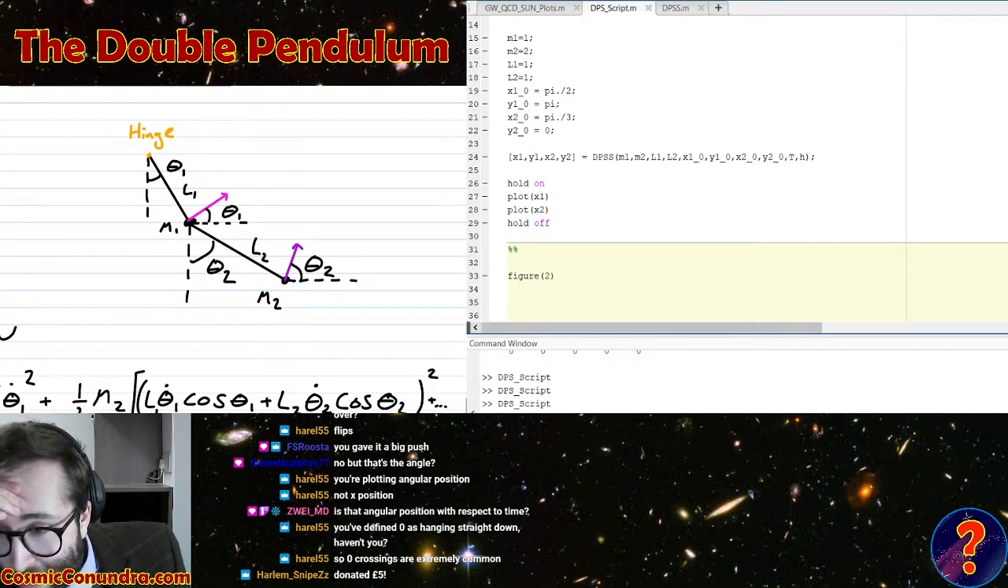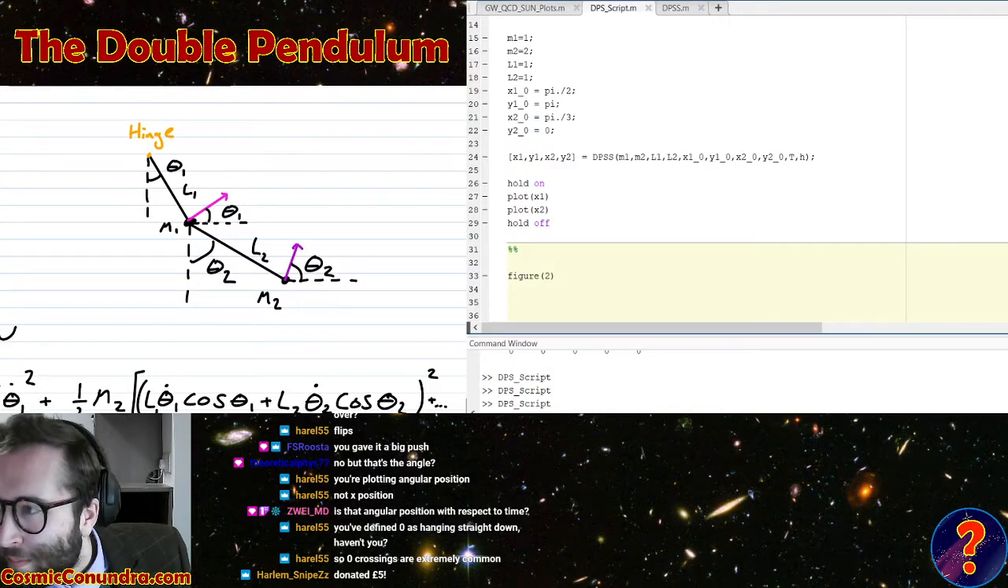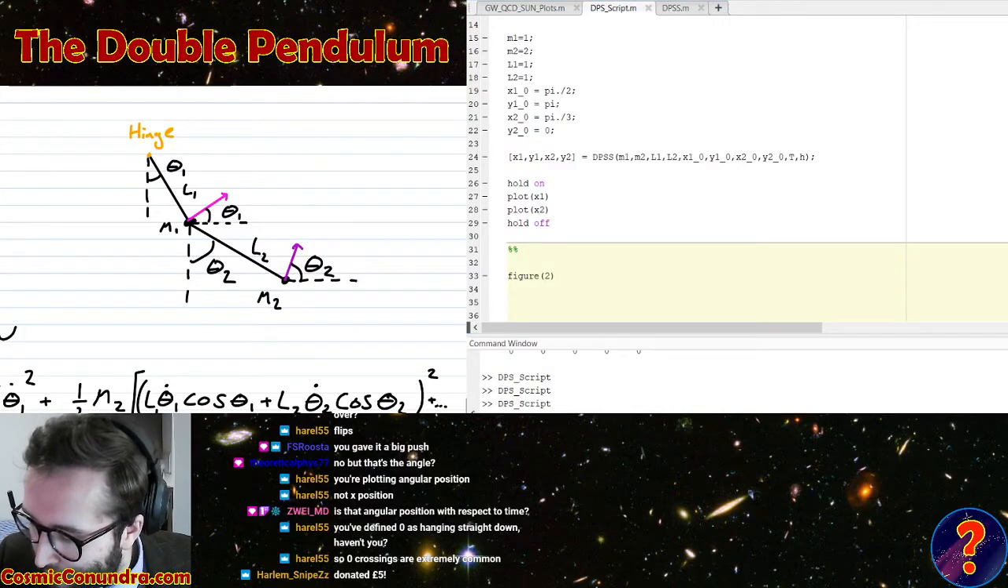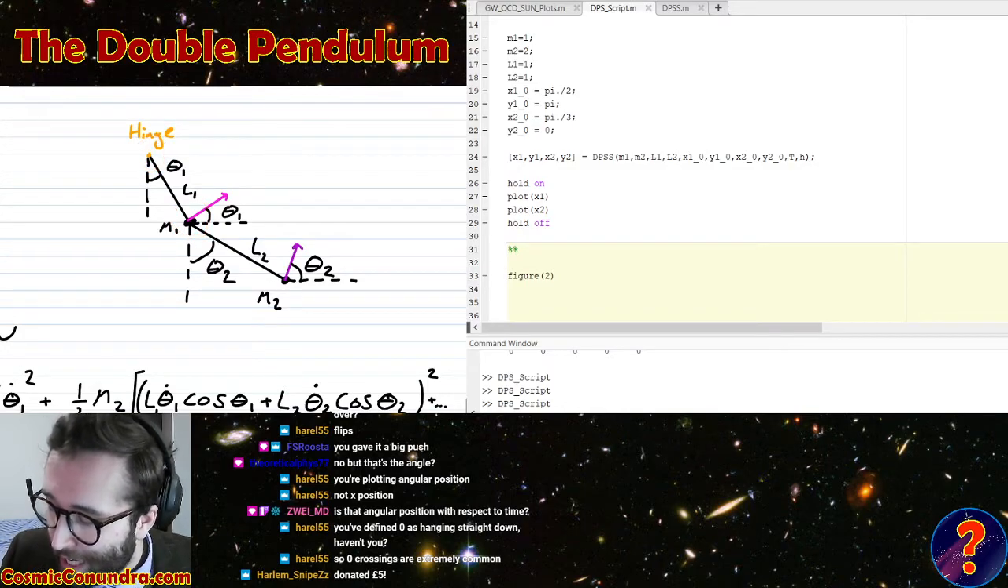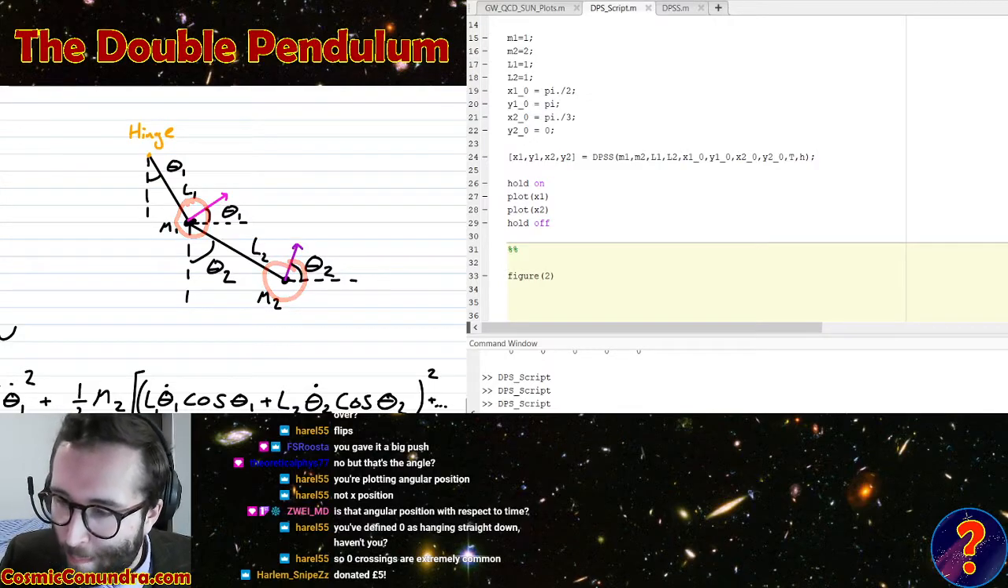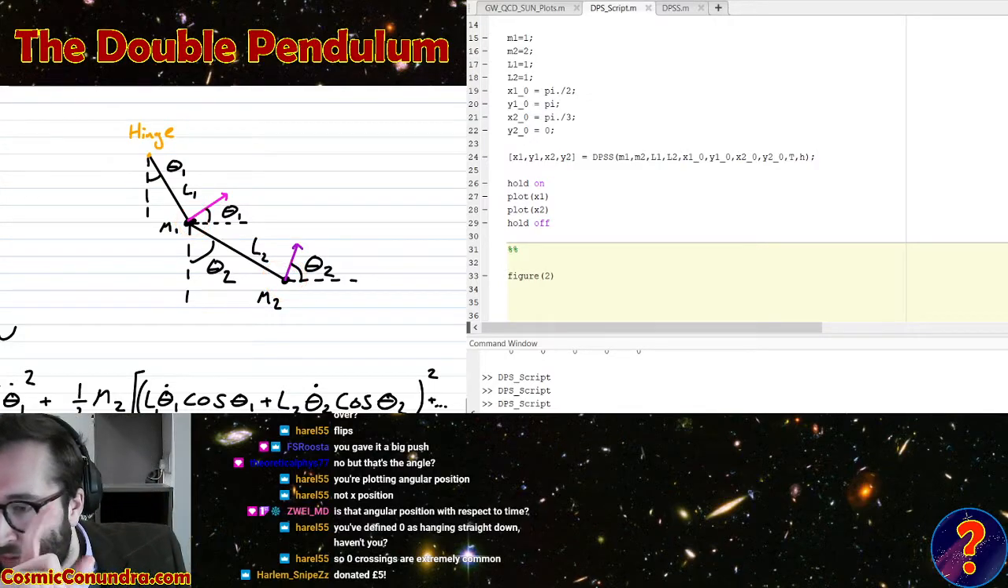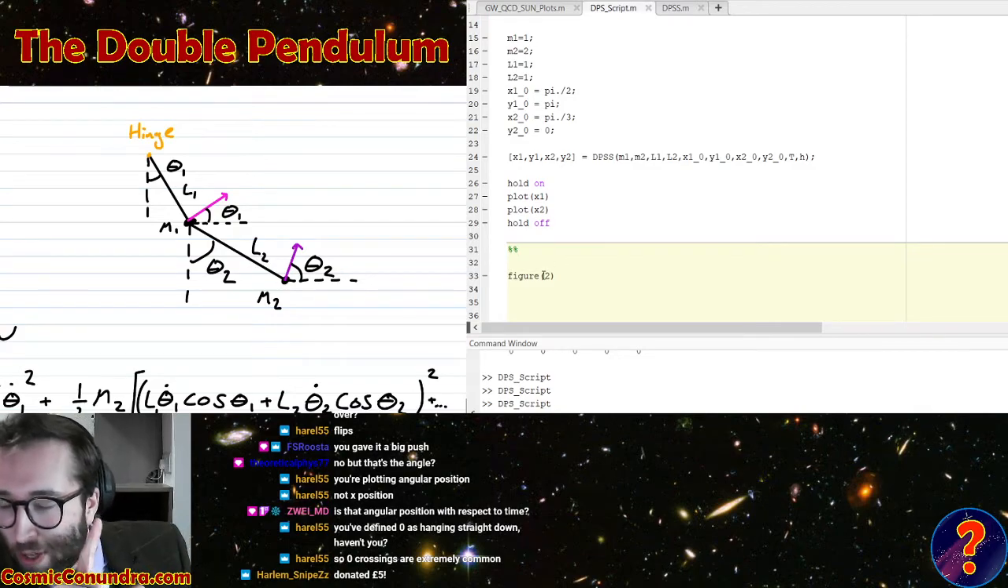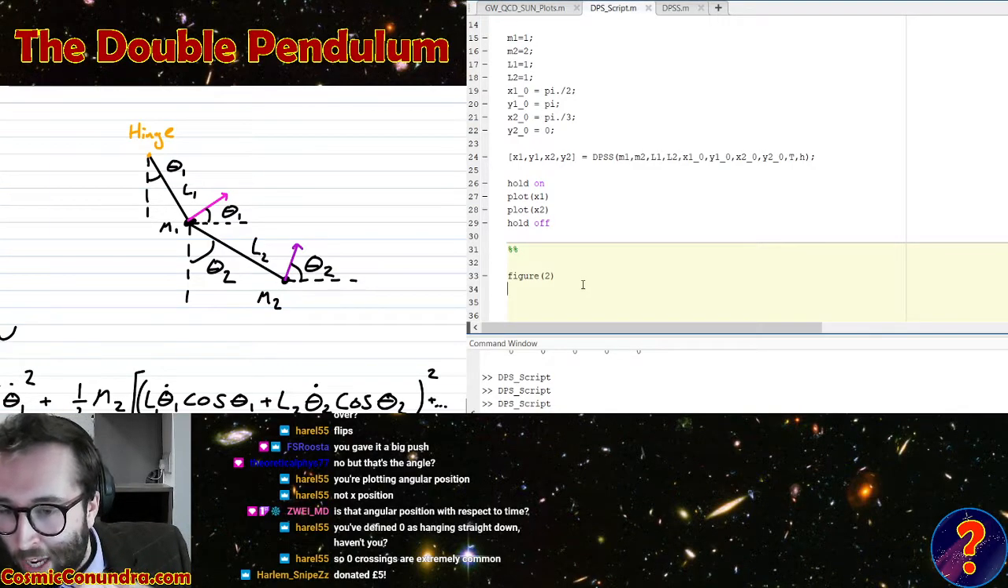just draw a line. Basically, I just need to draw a line segment between the position of the hinge here and this bob here, and then draw a second line segment between this hinge here and this bob here. And then I just need to redraw the line segment, kind of time evolve the position, and refresh the plot every time, and it'll just show what the pendulum looks like.